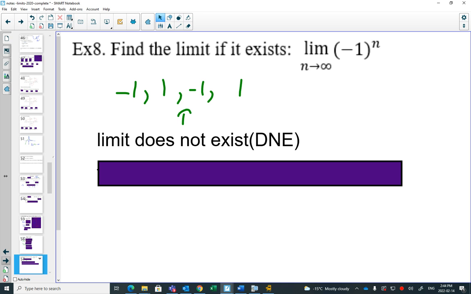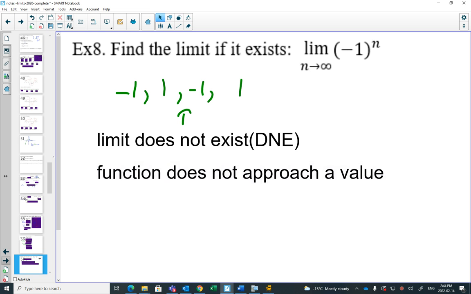And so here, because it doesn't go towards one value, it switches between different values, we're going to say that the limit does not exist. Because for a limit to exist, just like the asymptotes that are there, it needs to be getting closer and closer to a single value. And this one's oscillating between positive 1 and negative 1.